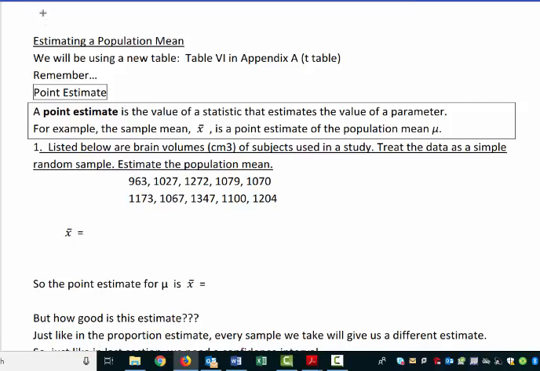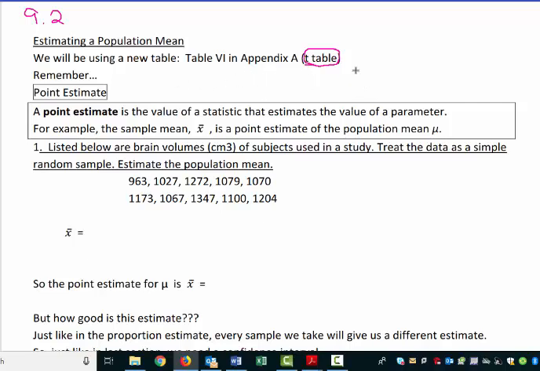Okay, class, this is section 9.2. We're going to be estimating a population mean. Last section we estimated a population proportion. This time we're estimating a population mean. Not so great because we have to use a different table. We are so used to using the Z table, and this section uses another table, unfortunately.